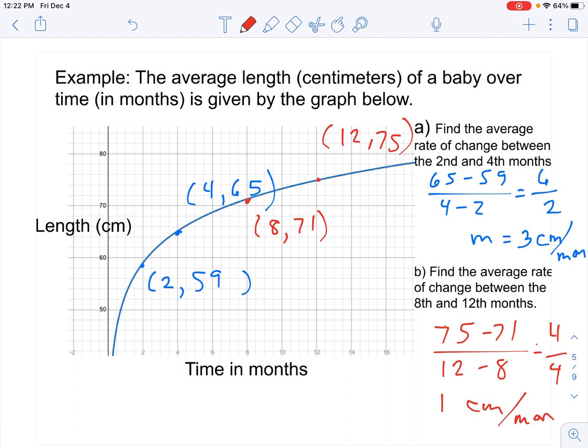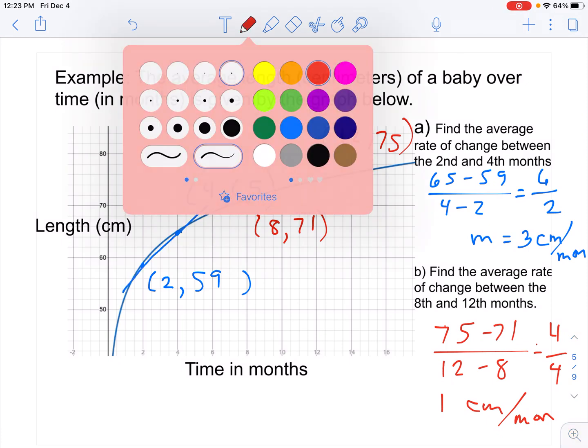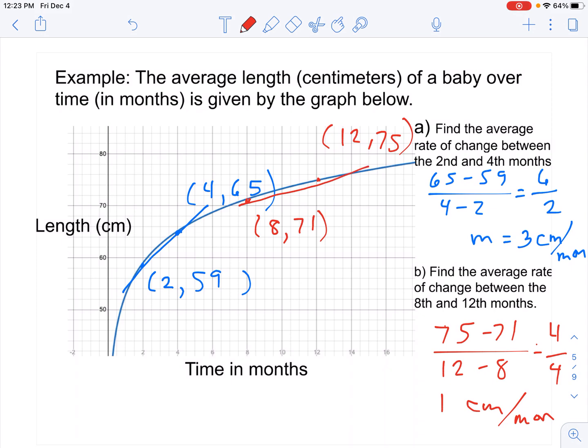And so you can see that this baby is not growing at a constant rate of change. Between the second and the fourth month, it's growing much quicker than between the 8th and the 12th month. You can see that it's changing.